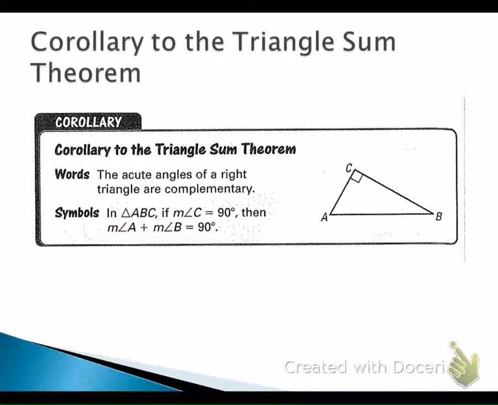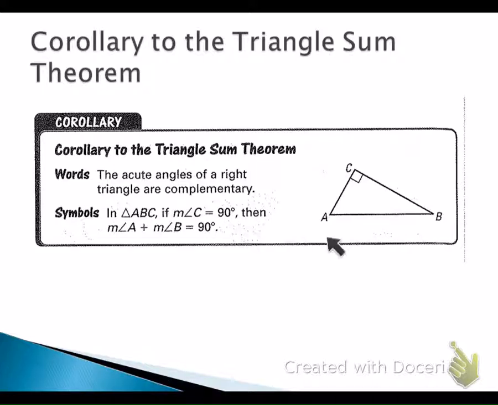Next, we've got the corollary to the triangle sum theorem. If we have a triangle with a right angle in it, then the other two angles have to be complementary to each other. So if angle C is 90 degrees, then if we add A and B, they should also end up equaling 90 degrees.